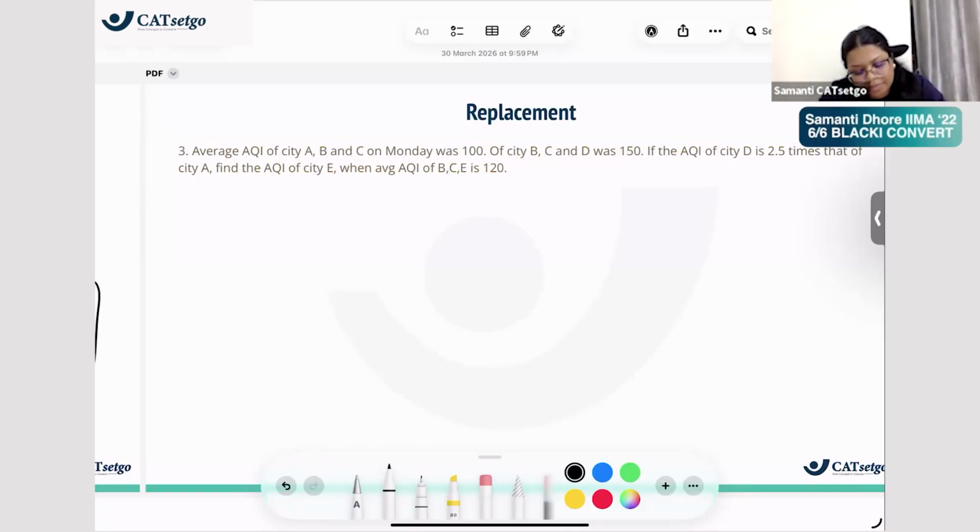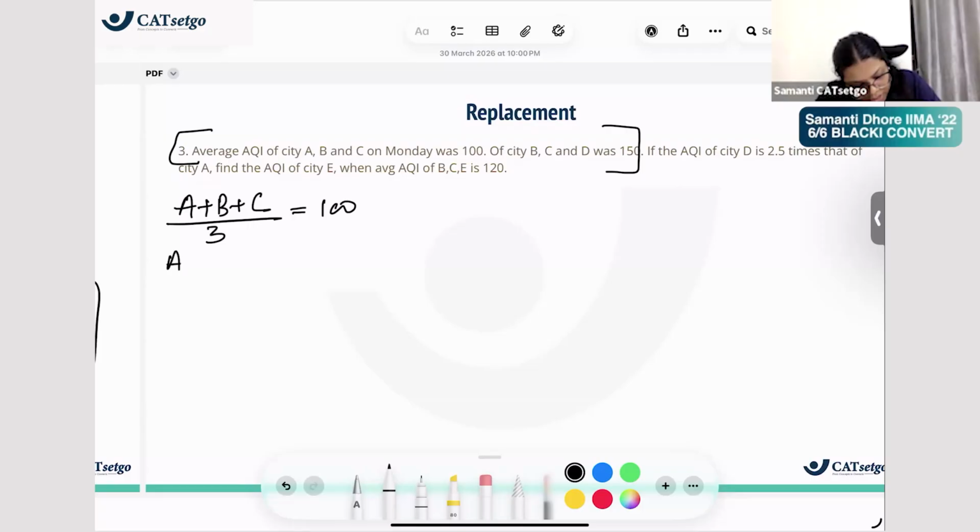Average AQI of cities A, B, and C on Monday was 100 and B, C, D was 150. इधर तक देखो. यहाँ क्या हुआ? एक तो तुम ट्रेडिशनल तरीके से जाओ. देखो, जब भी सवाल नहीं समझता बेसिक से तो पक्का अटकेंगे. बेसिक्स में क्या होगा कि ओके A, B, C by 3 is 100. So I know A plus B plus C is 300.